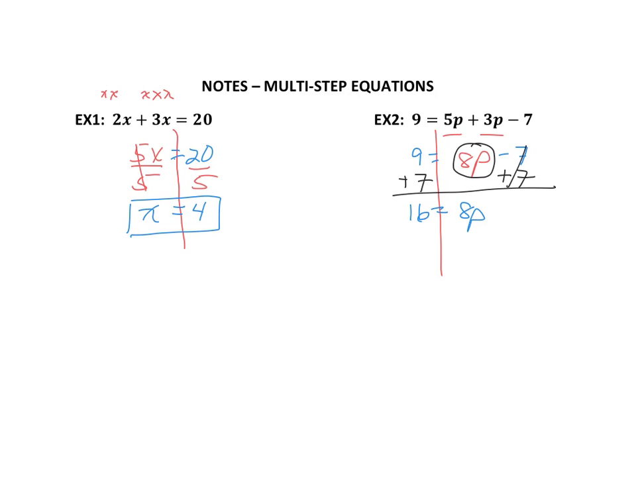Now you have a one-step equation. To solve for p, we want to undo 8p, which is multiplication, by dividing both sides by 8. The 8's cancel, and we get a p on the right. 16 divided by 8 is 2.